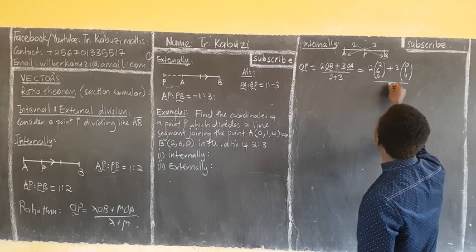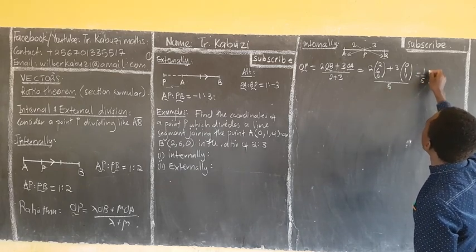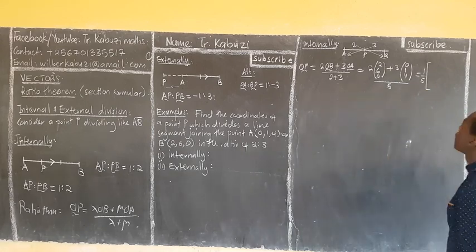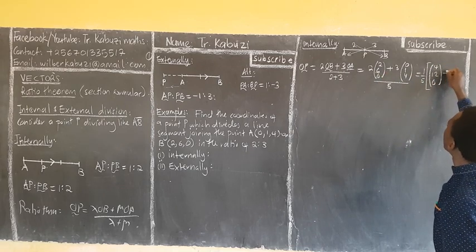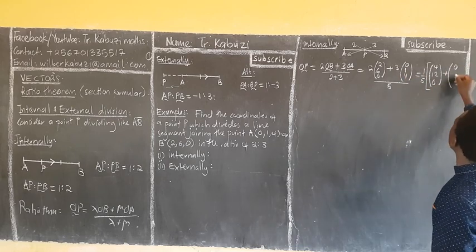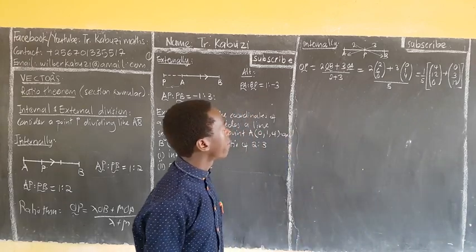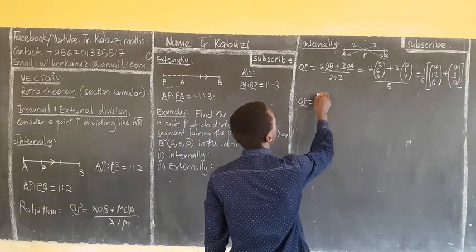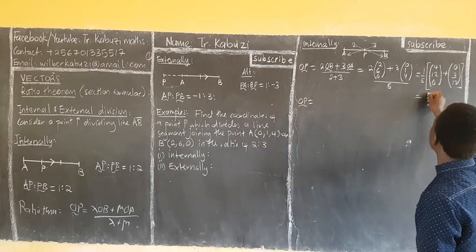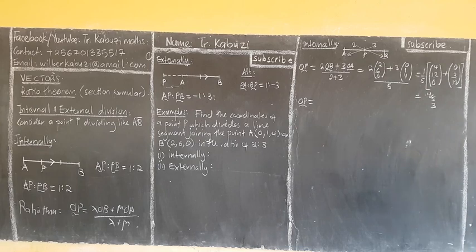over 5. We can remove this as 1 over 5 into 4, 12, 0, plus 0, 3, 12. Remember, that's how we have that. Then we just simplify. So our OP will be 4 over 5. Then this plus this, it will be 15 divided by 5, which is 3. Then 0 plus 12 divided by 5, it will be 12 over 5.